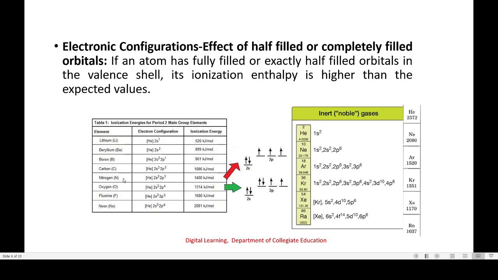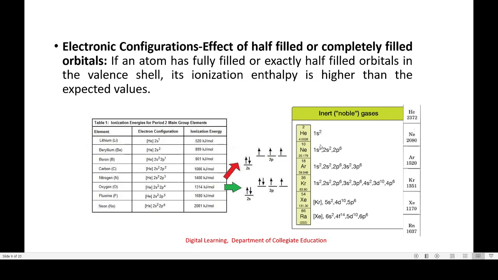When we compare the ionization energy of nitrogen and oxygen, nitrogen has a slightly higher ionization enthalpy compared to oxygen. This is because of the half-filled p orbital. It is difficult to remove an electron from such an electronic configuration, and hence it experiences a higher ionization enthalpy as compared to oxygen.